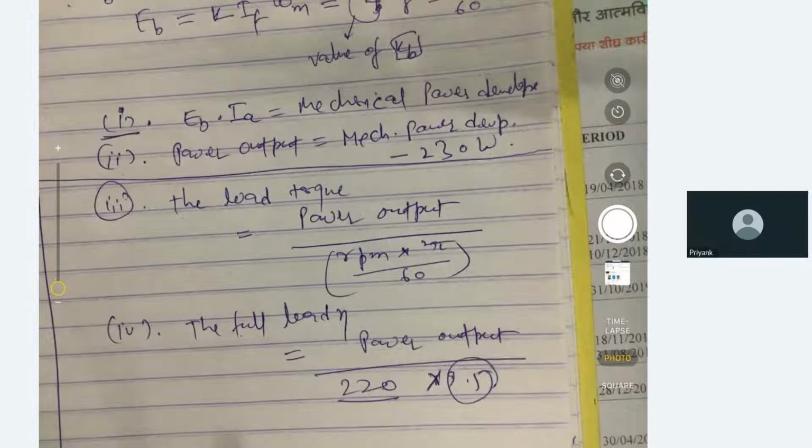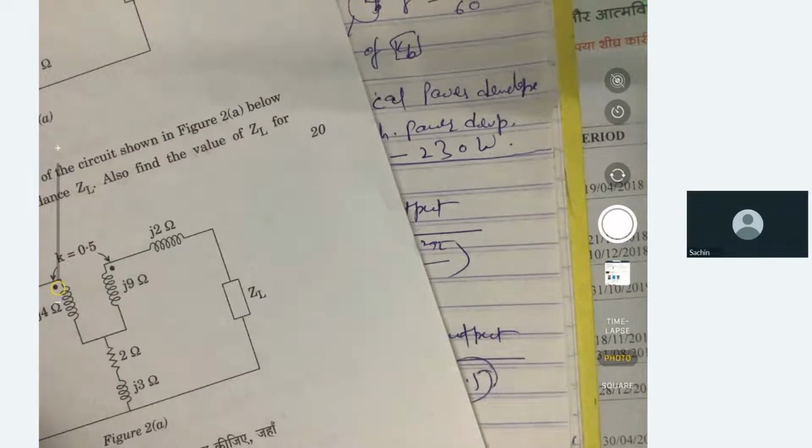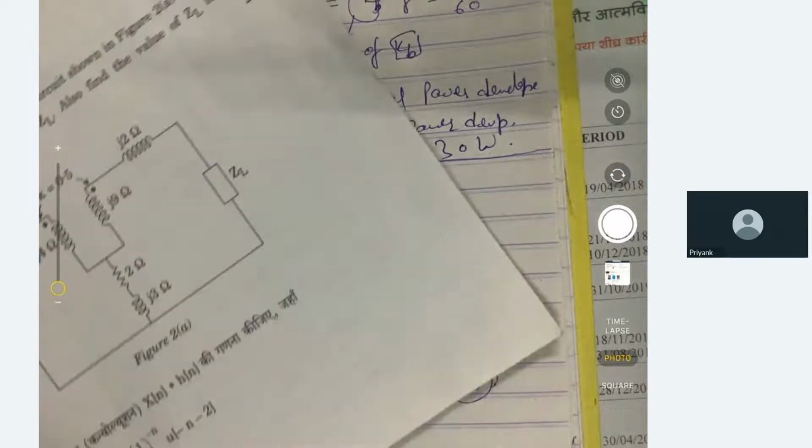But why are you finding the value of KB? It's not required, I guess. It is not required, right? Got it.